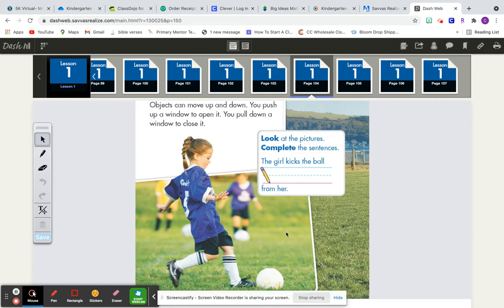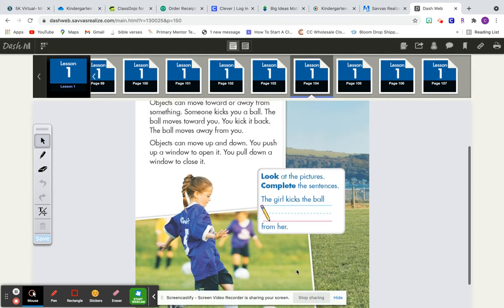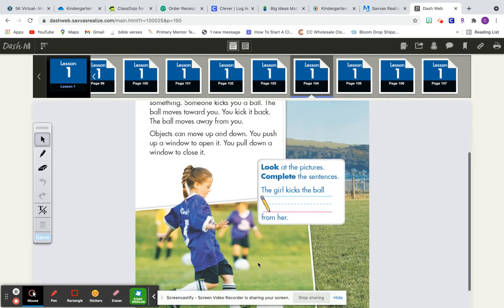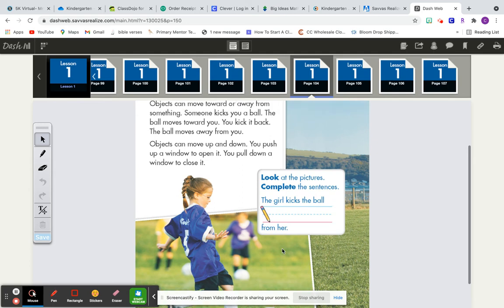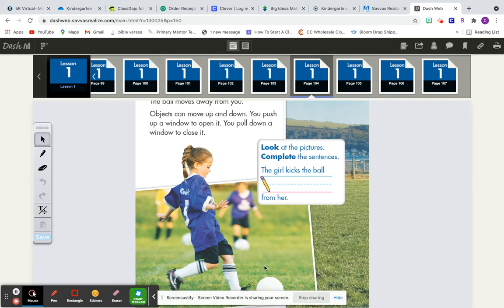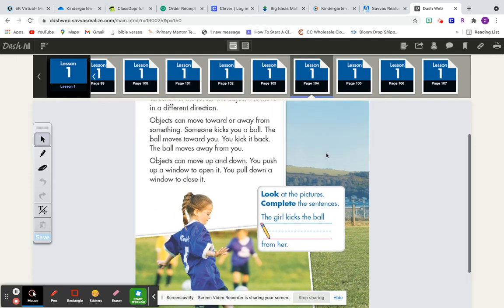So if you look, this little girl that's playing soccer, she is kicking the ball. So when the ball starts moving, it will be in motion. She's sending the direction away from her. So when it's moving, remember it's changing its position. It will be in motion, and her foot kicking it is the force that is moving it.